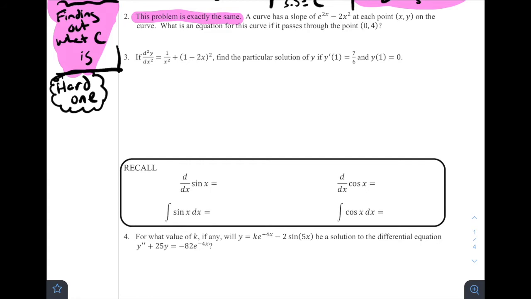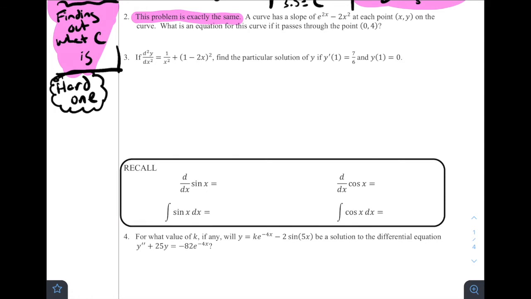In fact, I'm going to make sure that I'm writing small for this because we're going to need some space to get through all the steps for it. All right, so how do we start this one off? Well, we know the second derivative of this function is 1 over x squared plus this 1 minus 2x quantity squared.